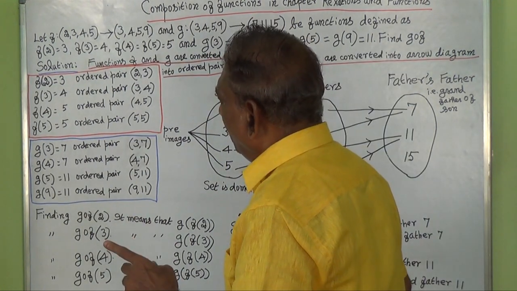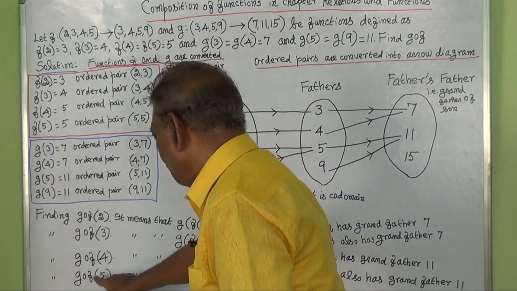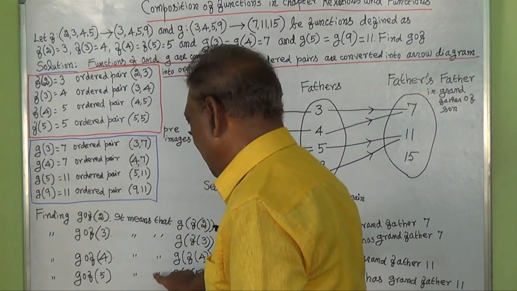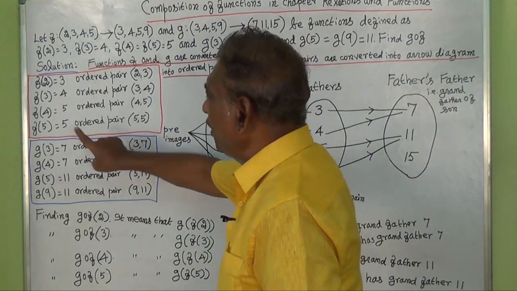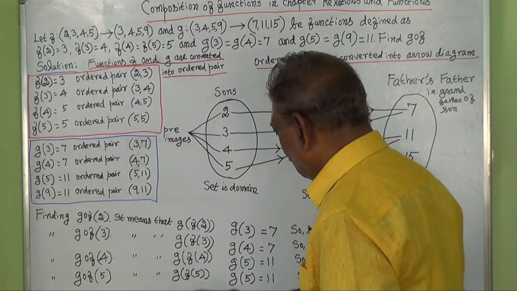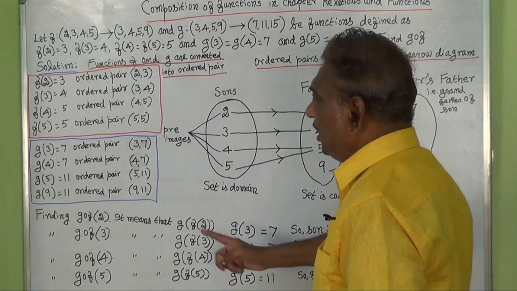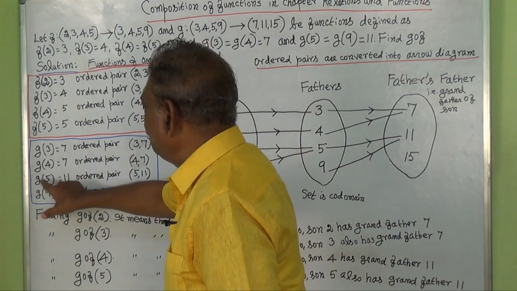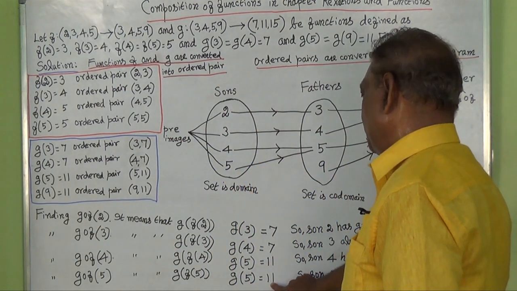Coming to the last element 5. G of F of 5. What is F of 5? F of 5 equal to 5. So if we substitute 5 in the place of F of 5, we will get G of 5. What is G of 5? G of 5 is 11. So that we are writing as 11.